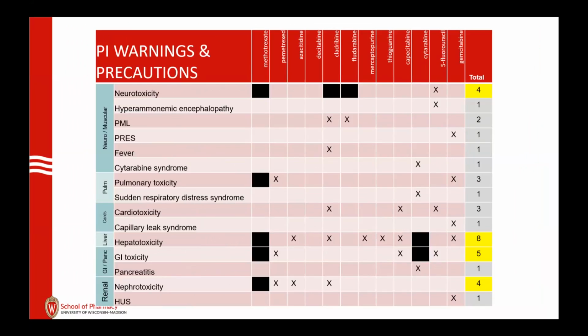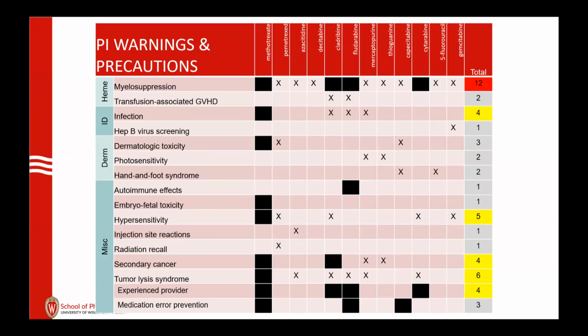Same thing here, a systems-based review. Between 4 and 10 is neurotoxicity, hepatotoxicity, GI toxicity, a lot of black box warnings there. And then methotrexate, the first drug there, has a record for the most black box warnings. It has 15 total black box warnings, the highest of any drug there is. Myelosuppression, again, all 12 of these drugs have myelosuppression as either a warning or a black box. Infection, hypersensitivity, again. Secondary cancer, again. Tumor lysis syndrome was in the previous one. Experienced provider was also in the last.